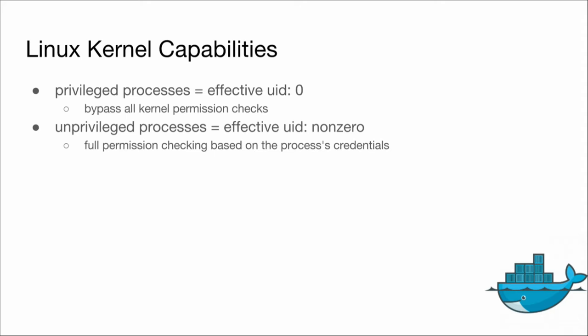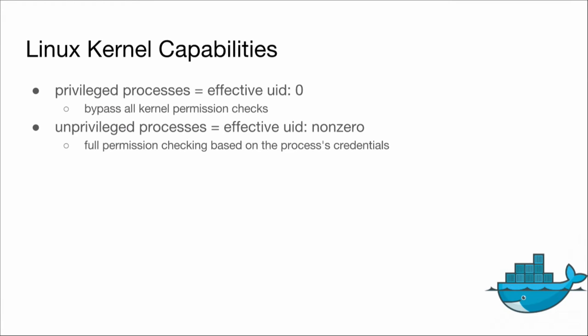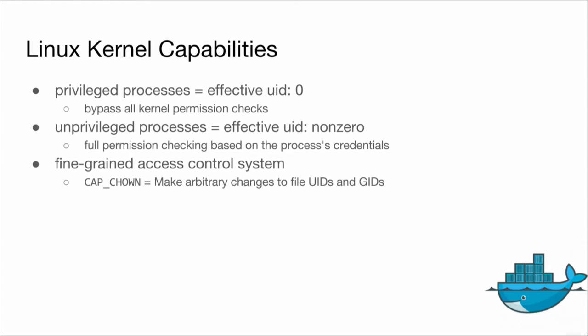Okay, and next, what are kernel capabilities? In a traditional Unix system, we have two kinds of processes: privileged processes, whose effective user ID is zero, basically the root processes, and unprivileged processes, whose effective user ID is not zero. These processes are subject to full permission checking based on the process permissions. Linux kernel capabilities allow us to fine-grain this access control system. For example, this capability allows making arbitrary changes to file UIDs. This allows us to change the permissions of files, and we can make these changes in every single file on the system.